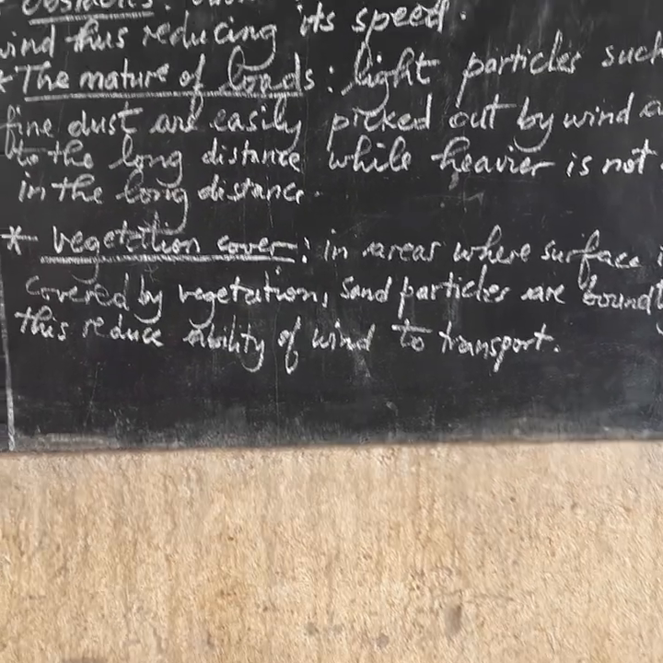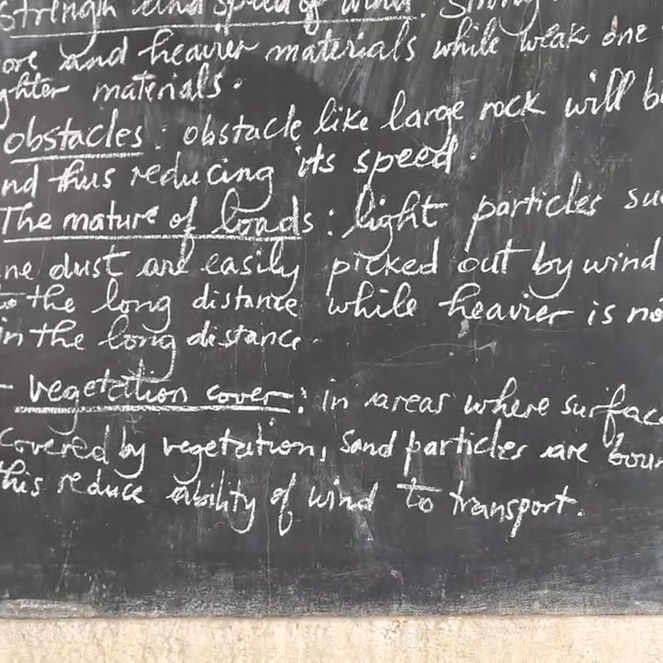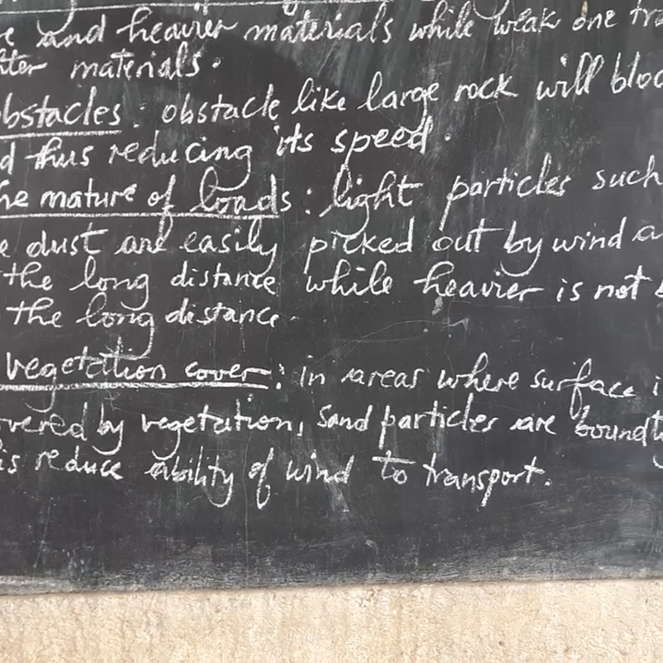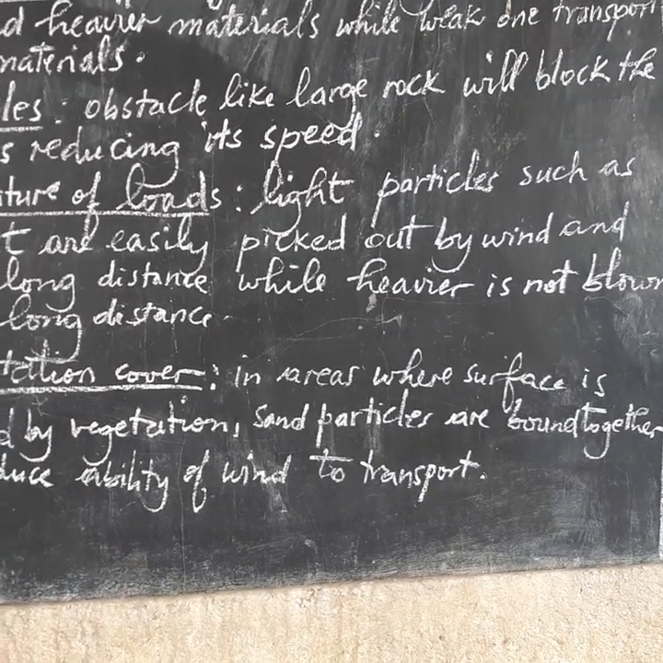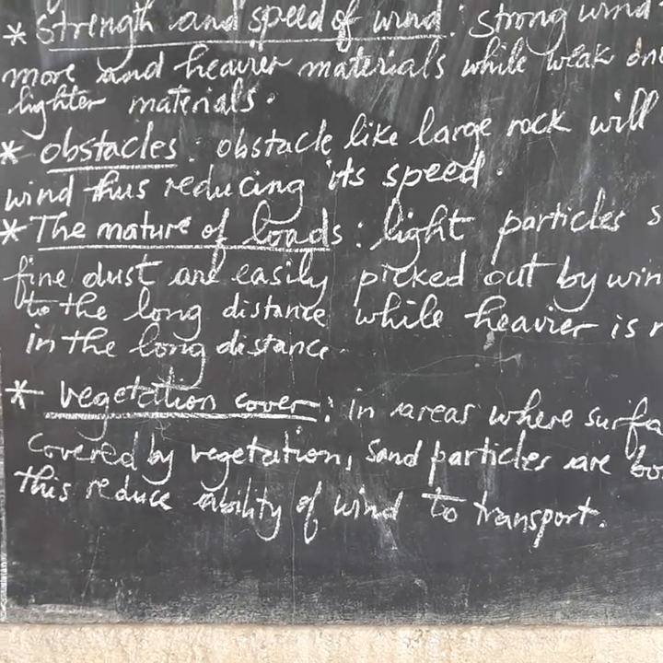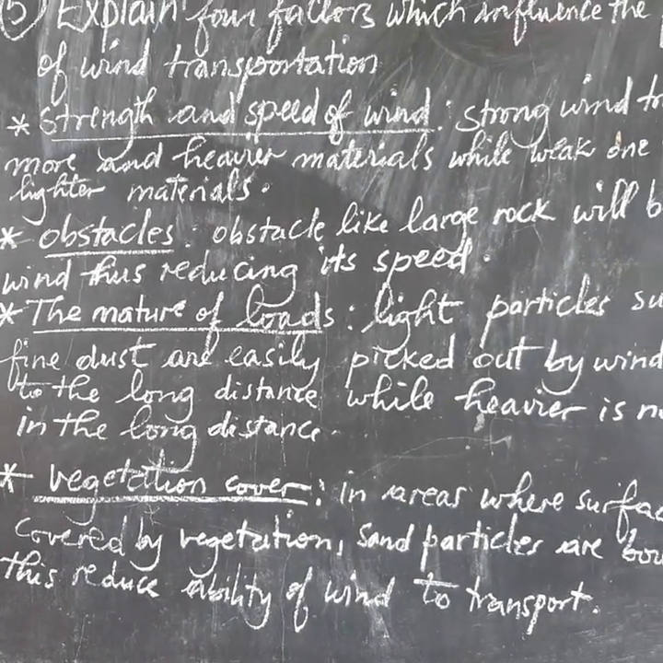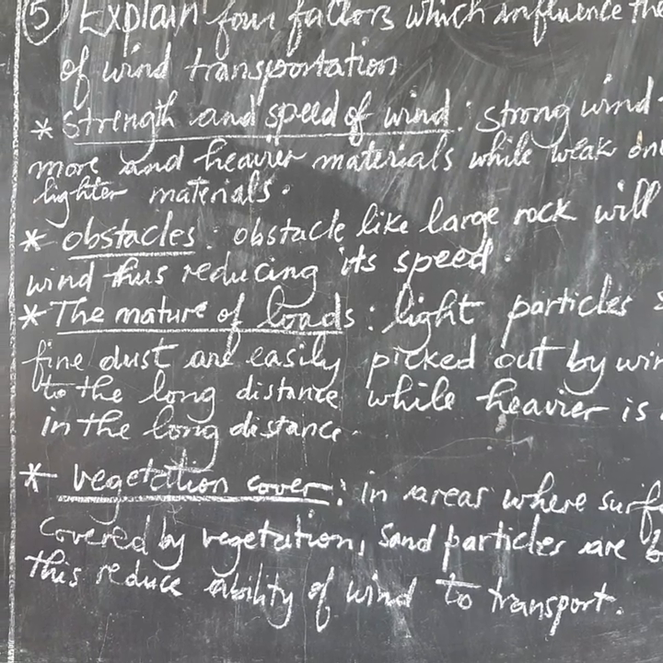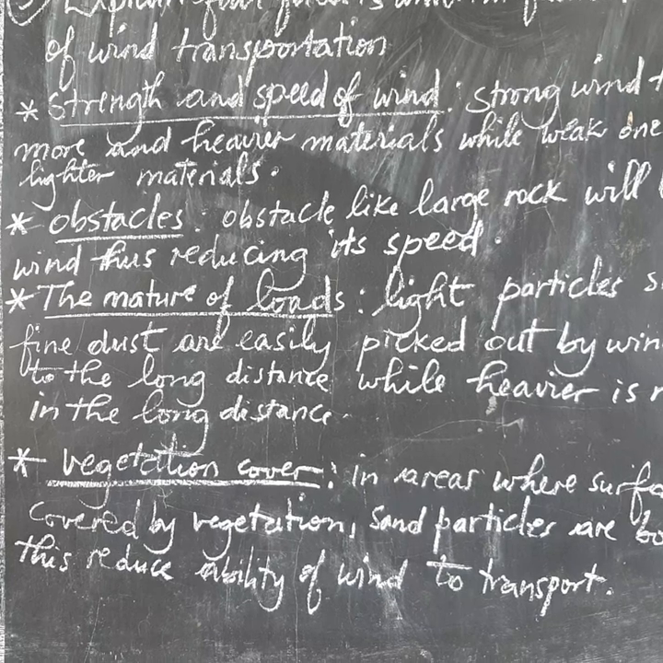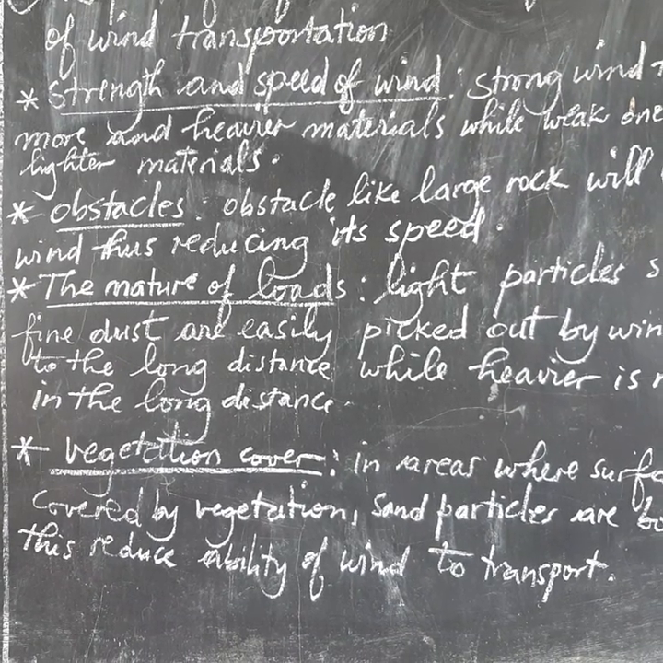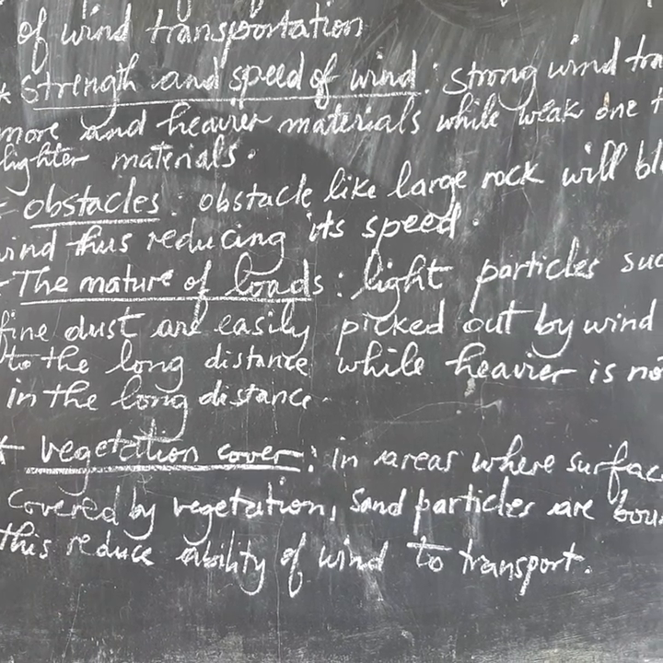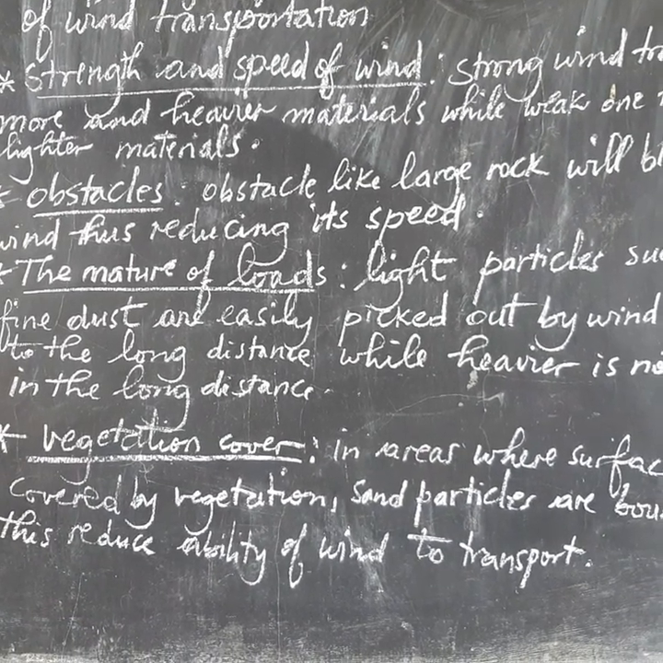We go to vegetation cover. About vegetation cover, the area where the surface is covered by vegetation, sand particles are bound together, and this will reduce the ability of wind to transport the loads. So therefore, those are the major factors that influence the transportation of wind. We saw strength and speed of wind. We look at the obstacle, we look at the nature of the loads, and finally we see the vegetation cover.